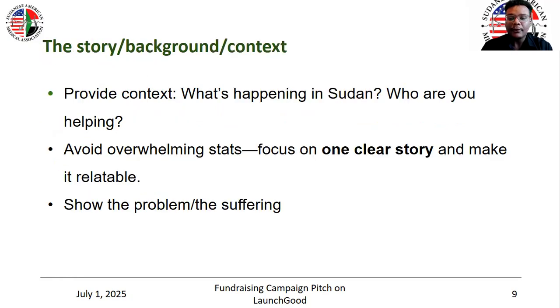The second part, or the third part of the campaign, is the campaign story, background, or context. In this part, you have to provide context about, for example, what's happening in Sudan and who you are helping, and make it really short, like maybe 2 to 3 paragraphs. Avoid statistics as much as possible. It has to be really focused on the people that you're helping. It has to show the suffering and the problem so as to provide the scene for the donor.